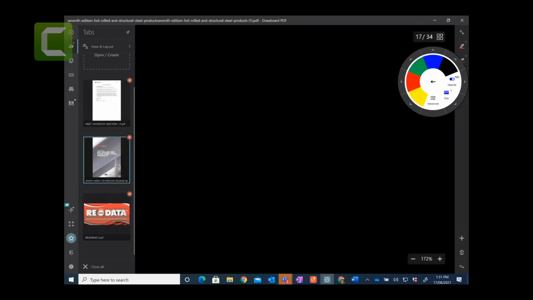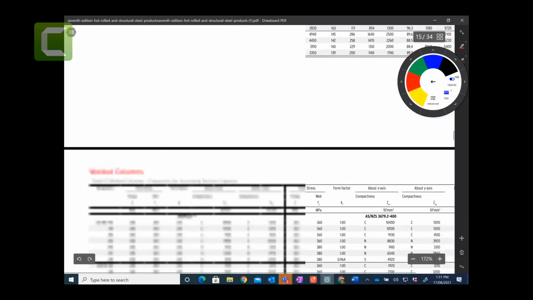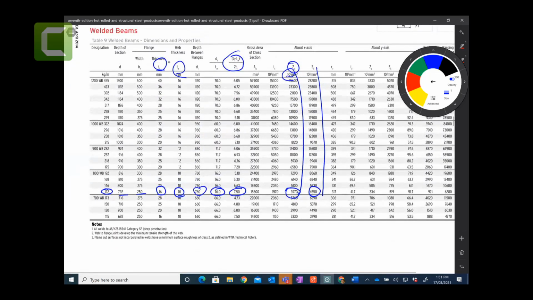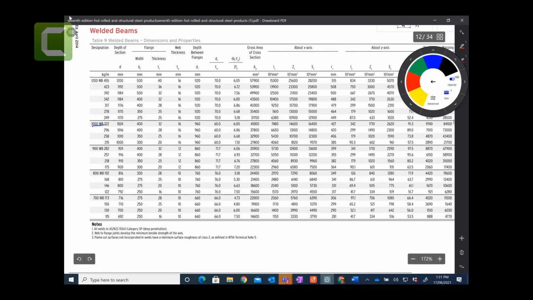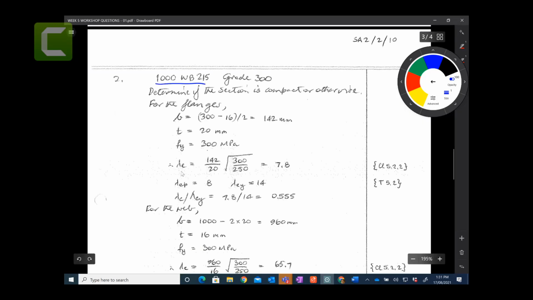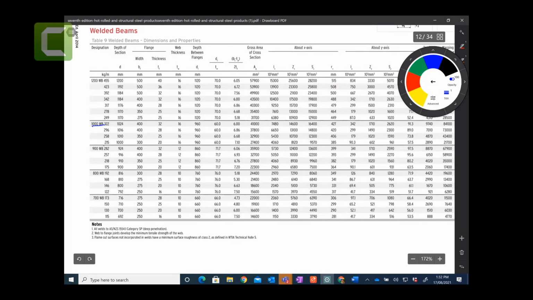Where is it going to be helpful? You need to go to the welded beam, because WB stands for welded beam. Universal beams, and welded columns and welded beams. Now let's recall the details from our lectures yesterday. What was that? 1000 welded beam, and what was the designation for the weight? 215, please. So it is here, and that is 215. So we're going to use 1000 D. Width is 300, flange thickness is 20, web thickness is 16, and that's it.